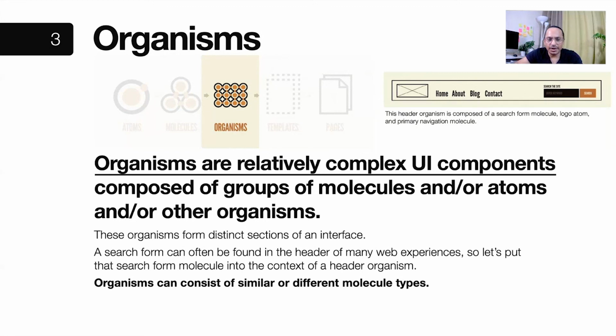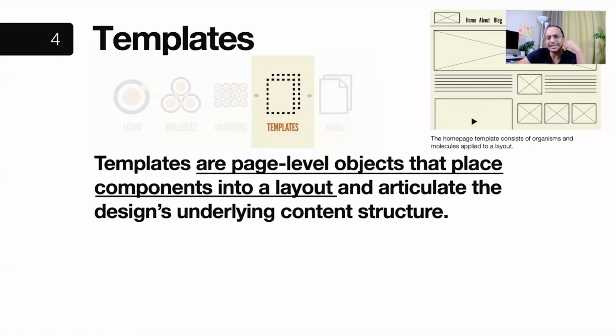These organisms form distinct sections of an interface. A search form can often be found in the header of many web app experiences. So let's put that search form molecule into the context of a header organism. Organisms can consist of similar or different molecules. So what's happening here is you're bringing together different molecules and/or atoms, and that forms the organism, right? We do that very often, correct? So this could become one module, one kind of module. Now let's see how we can use different organisms to create templates.